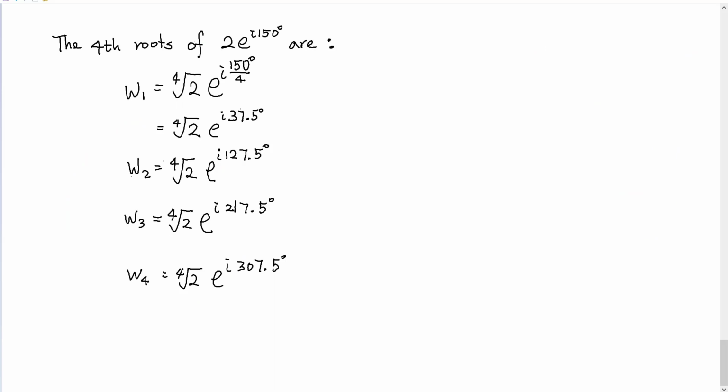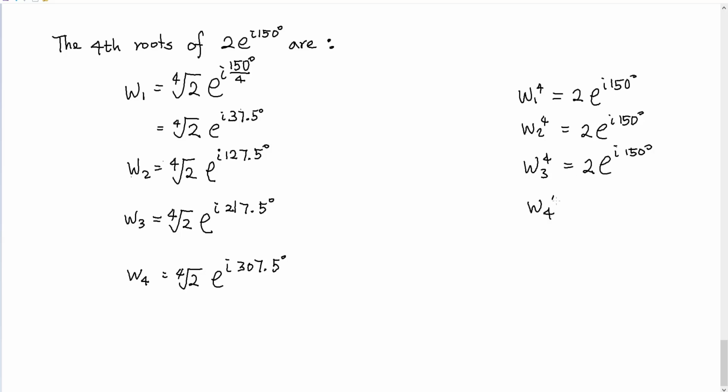Now you can easily verify each of these fourth roots. W1 to the 4 is the complex number 2 times e to the i 150 degrees. You can check that W2 to the power 4 is also 2 e to the i 150 degrees, with some angle coterminal to that. W3 to the power 4 is also 2 times e to the i 150 degrees, and W4 to the 4 equals 2 times e to the i 150 degrees. That's why W1, W2, W3, W4 are fourth roots of the complex number, since you can multiply each by itself 4 times to get this number.